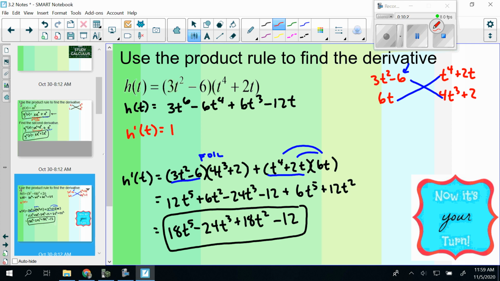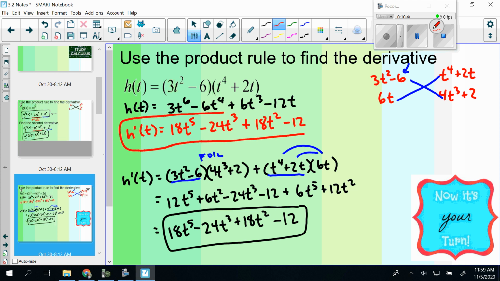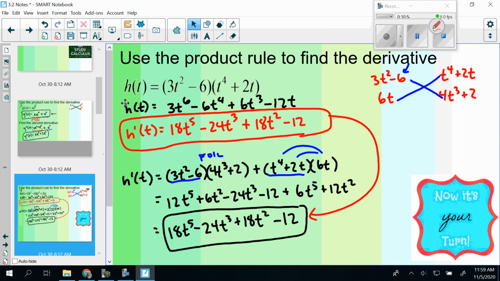Bring down the 6, that's 18t to the 5th. Bring down the 4, minus 24t, powers 1 less. Bring down the 3, multiply it to 6, powers 1 less. Bring down the 1, that's negative 12, powers 1 less, which is 0, so this is what you get. You notice, is that what we have down here? Yep. So that's a quicker way of doing it. Sometimes if you can simplify first, you can avoid doing product rule altogether.